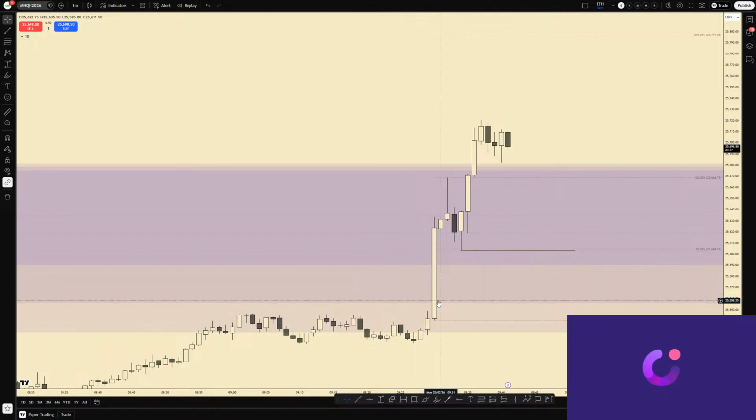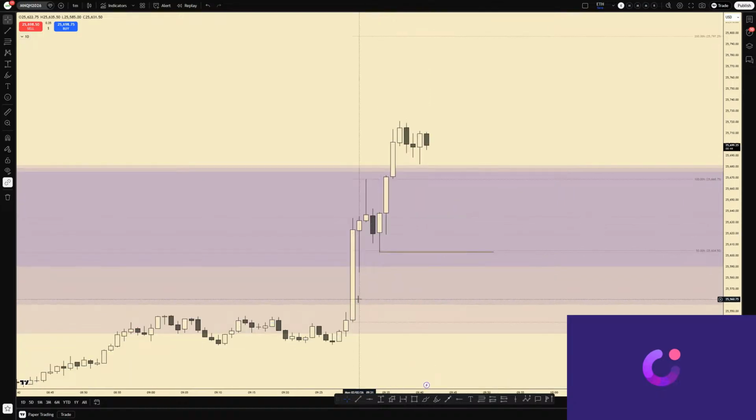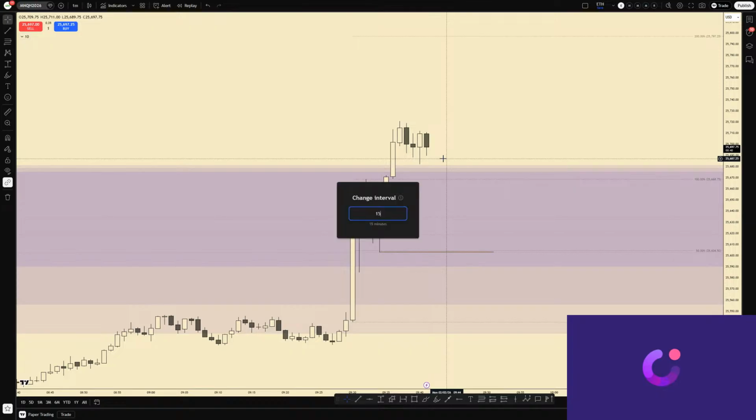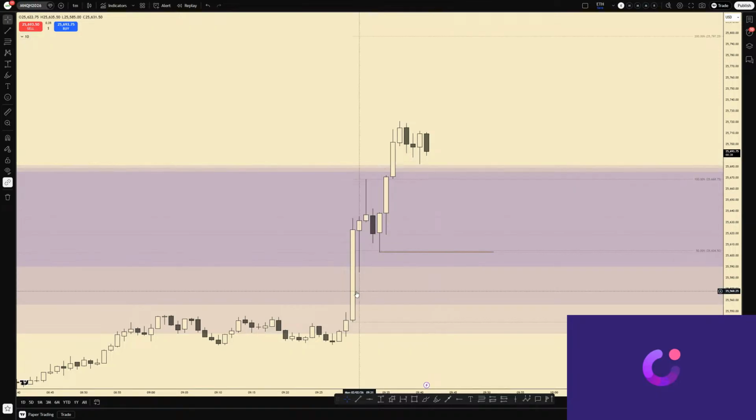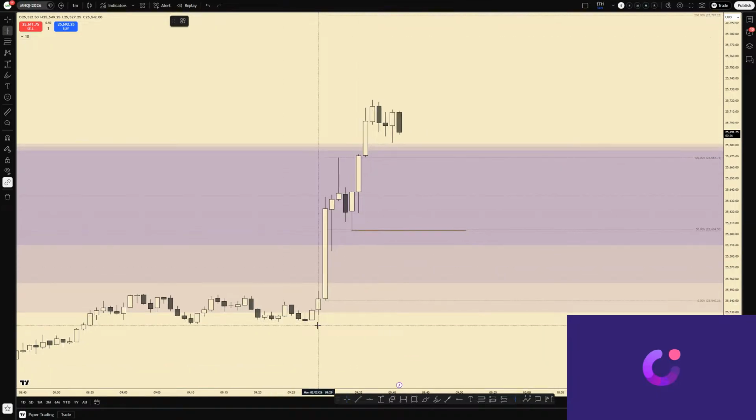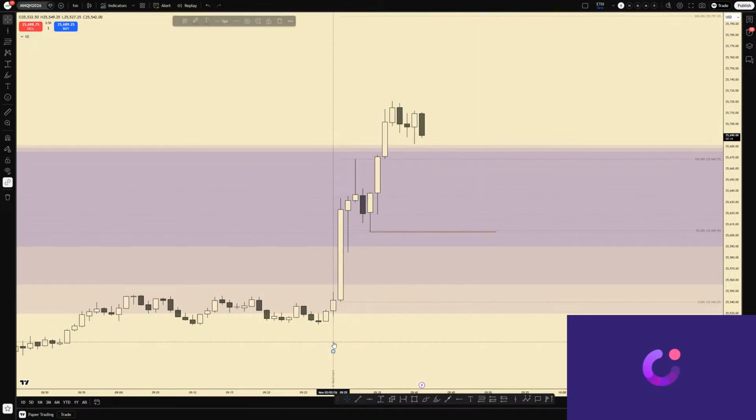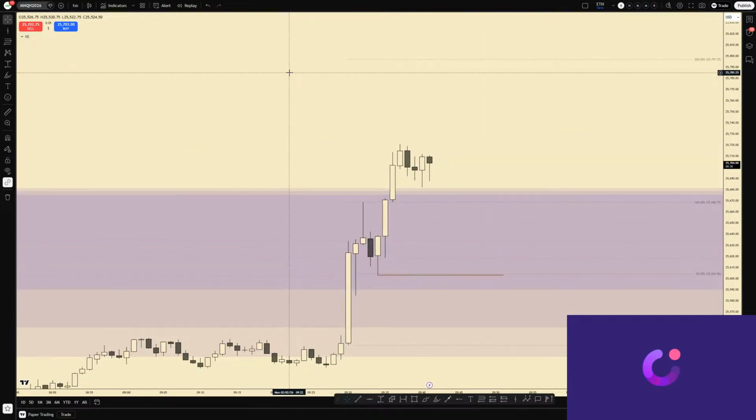Because first of all, the first couple of minutes, especially the first 15 to 30 minutes of the market open, gives a lot of information about the volume of the day.